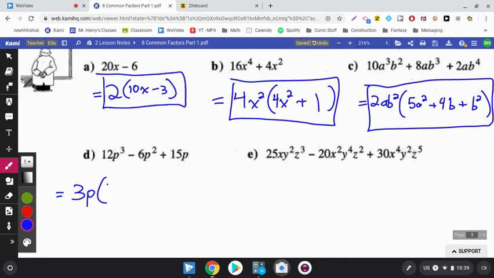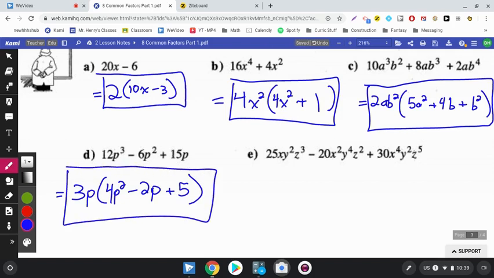You get 4p squared. Next one, divide by 3p, you get negative 2p. 6 divided by 3 is 2, p squared divided by p is p, and plus 5. 15 divided by 3 is 5, and the p divided by p cancels out, it goes away. There's my factoring.